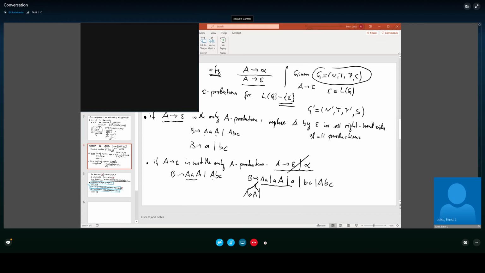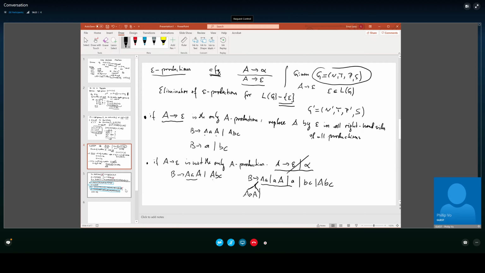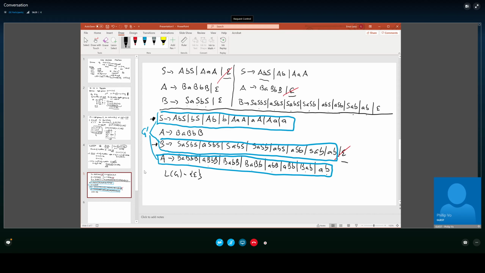Any other questions? Professor, on slide 5. Okay, I just wanted to clarify, when you're removing the epsilon on S, for B, the reason why epsilon is still at the end is because you haven't removed it for B, right?